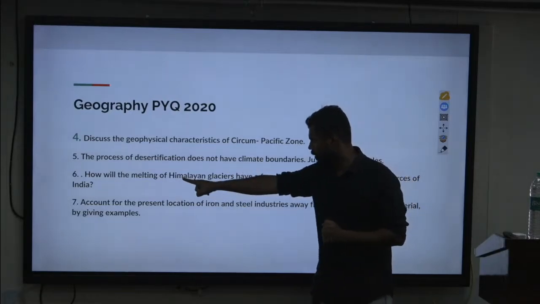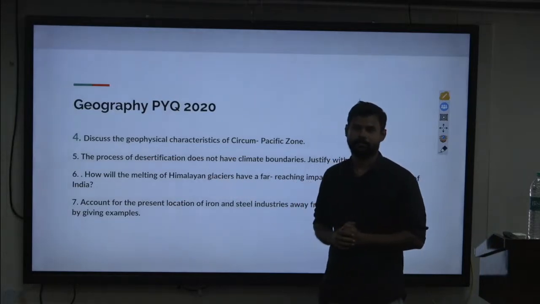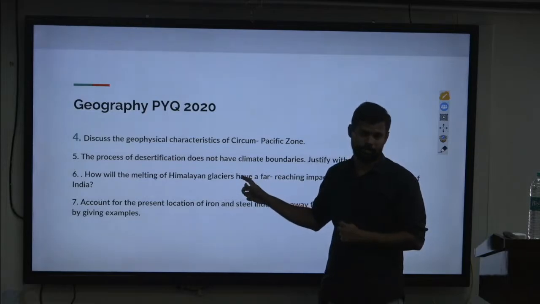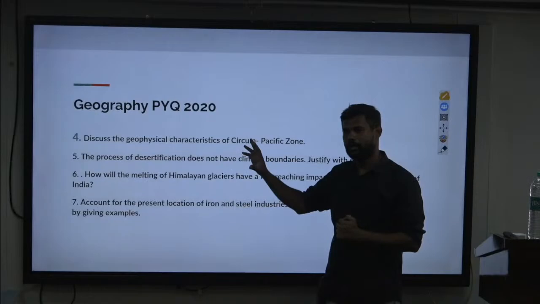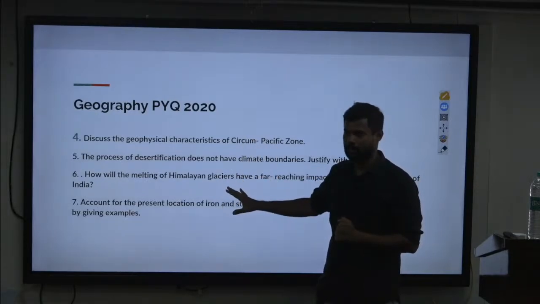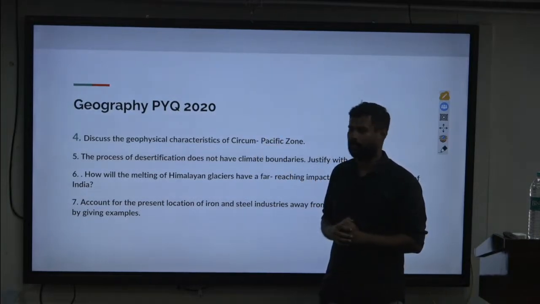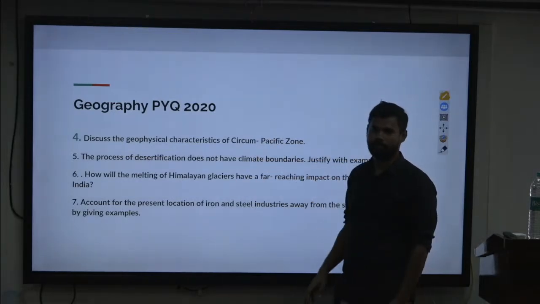Next, how will the melting of Himalayan glaciers have far-reaching impact on the water resources of India? This is a little specific. To generate content for the 10 marker will be a little difficult, but the overall approach is easy. Specific points are very difficult. You can generate 3 to 4 specific points, after that only generic points come. So I will take it as moderate difficulty. But physical geography, physical geography, physical geography.